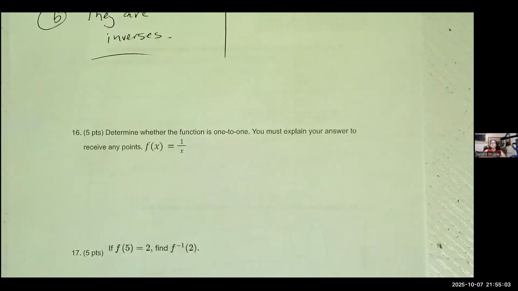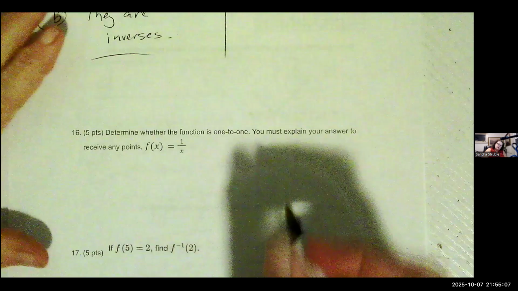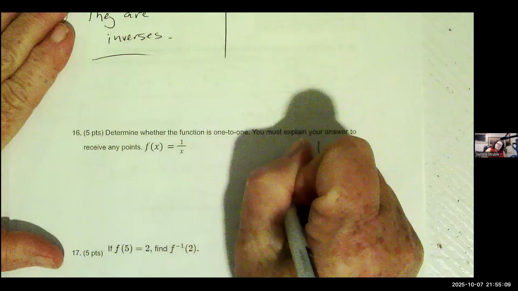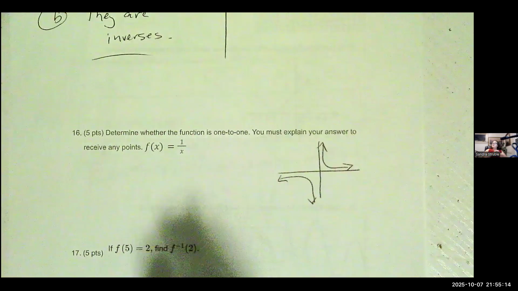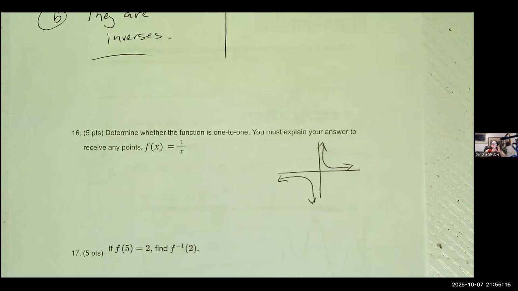All right, determine whether the function is 1-to-1. You must explain your answer to receive any points. So this is just the reciprocal function, and you can put this on your calculator. The reason I did this is so you would use your graphing calculator and make sure you understand how to use it to find out whether or not something's one-to-one. If you see a graph like this, the points are never going to hit the same point. They're going to be a one-to-one function, all right?